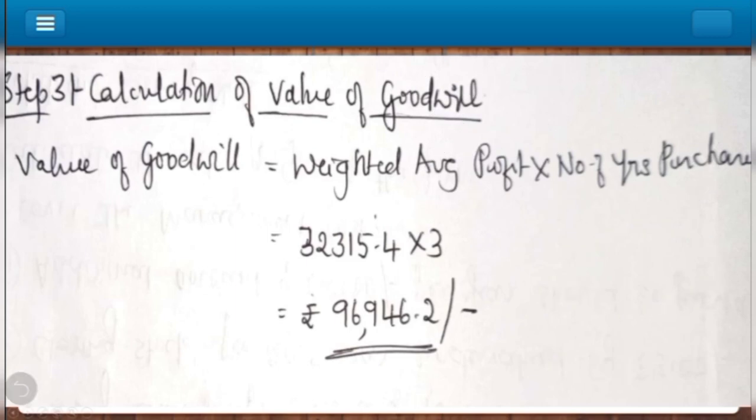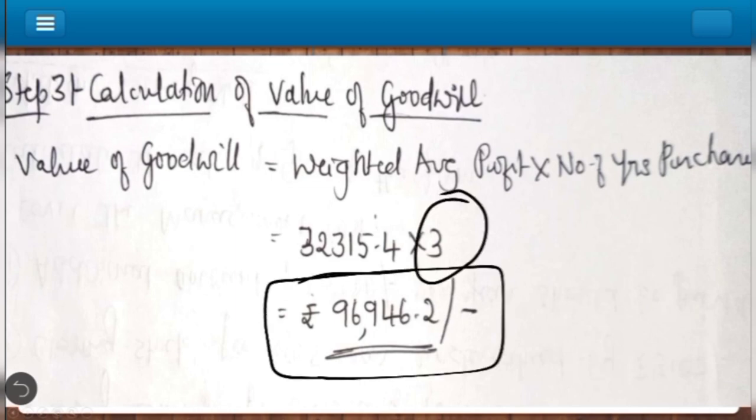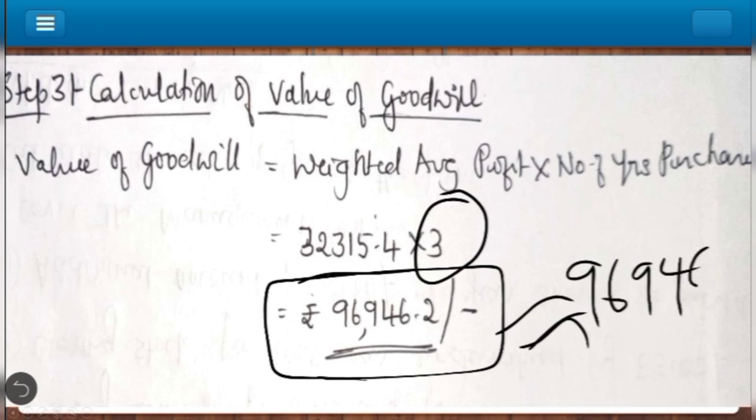Then the last step is the valuation of goodwill. Value of goodwill is equal to weighted average profit into number of years of purchase. 32,315.4 into 3 years of purchase, given 3 times, which comes to the value of goodwill at 96,946.2 approximately. You can write it as 96,946 rupees. Okay, so this is how we prepare the solution for the first question. Now let us take up one similar question with little changes.